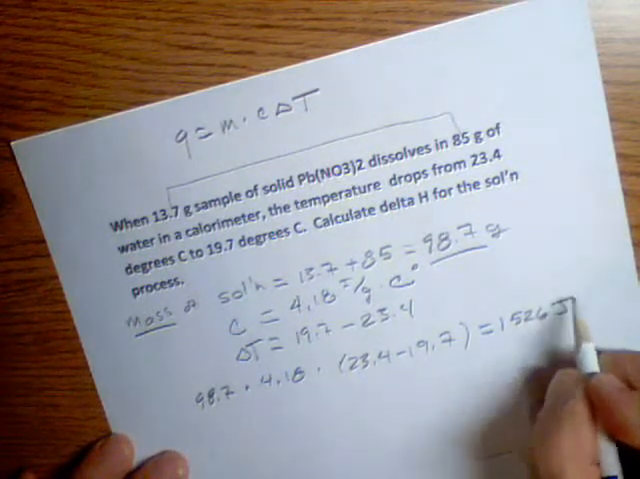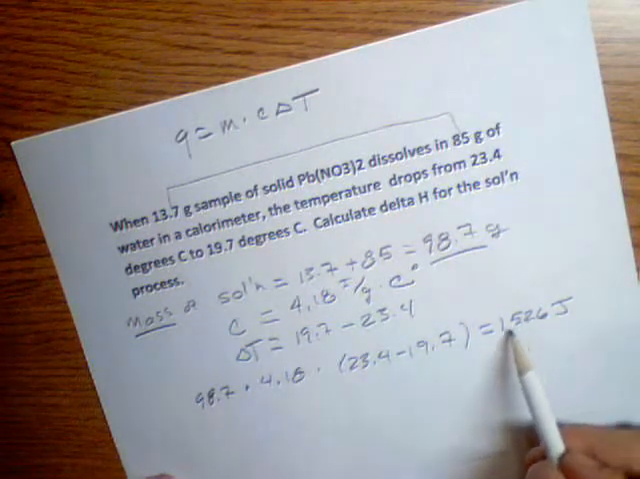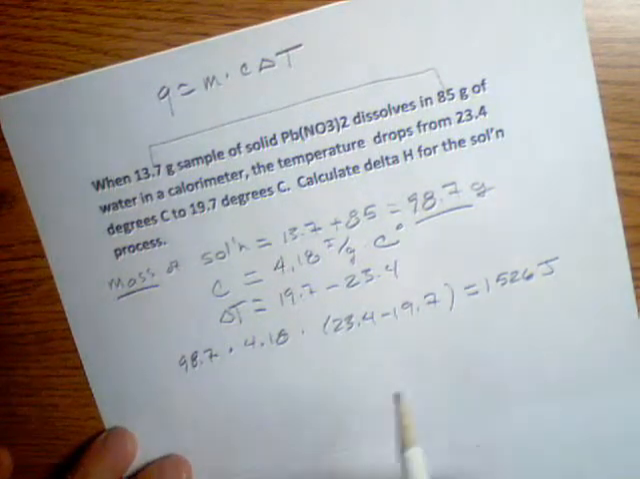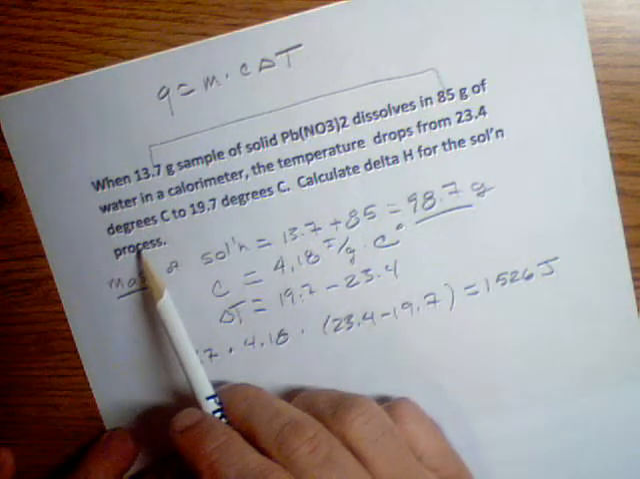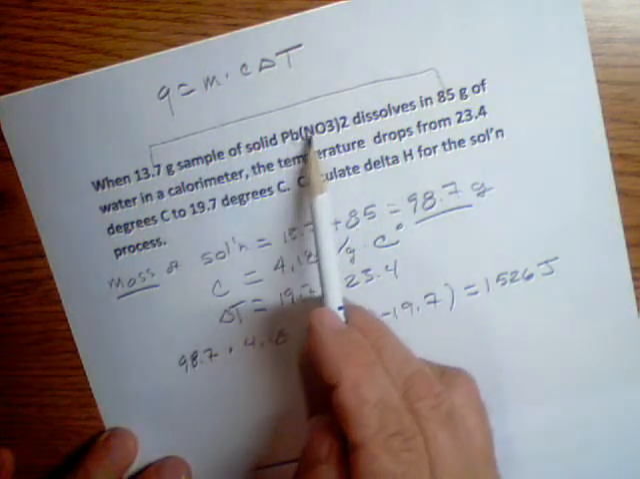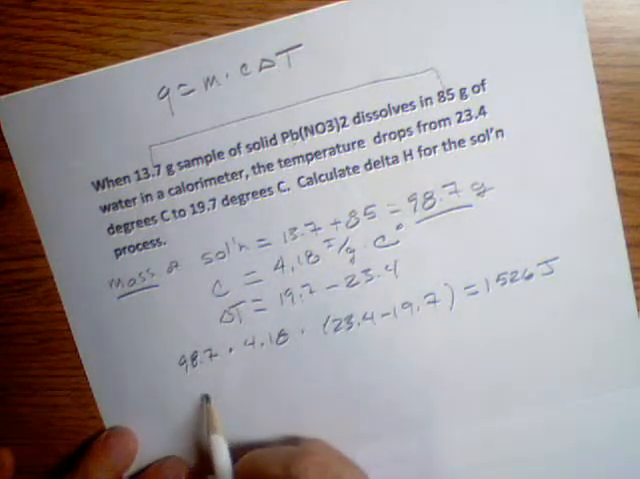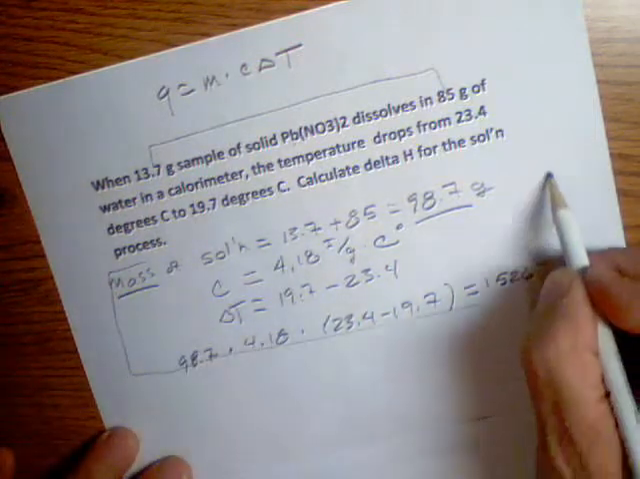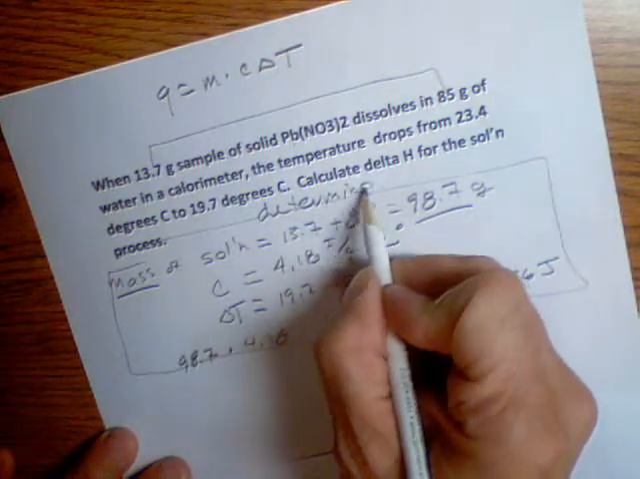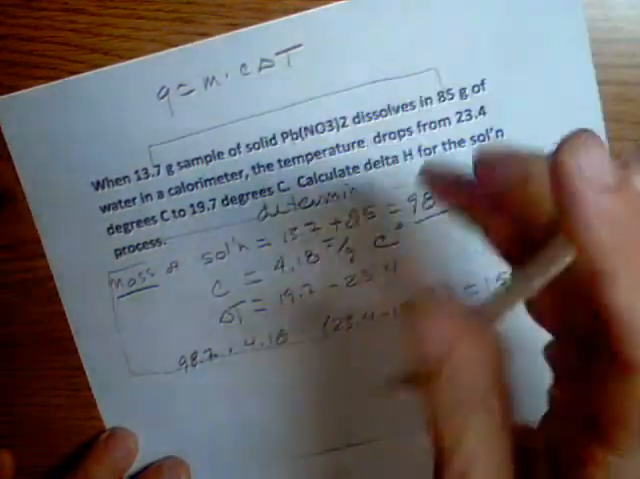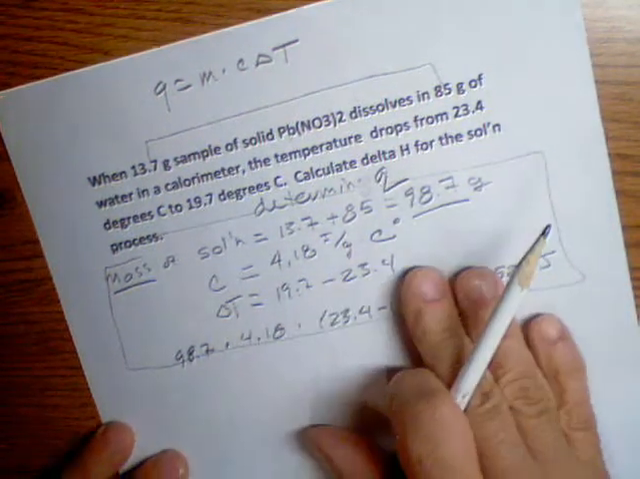Just plug it into the calculator just like that, and you get 1526. Now those are going to be joules. The Celsius will cancel, and you'll get joules. All right. Now what we want to know is what the delta H is for the lead nitrate when it dissolves. So what we have to do is find out how many moles. So step 1 was to determine Q, and so here we are. We're determining the heat energy.